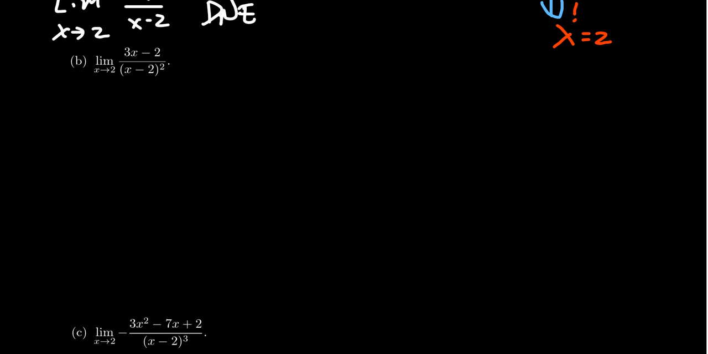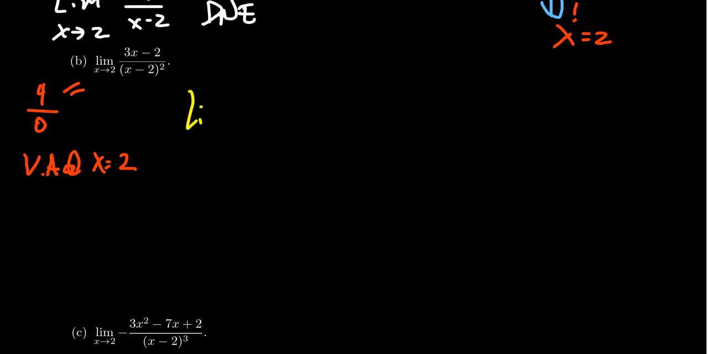If we plug in x equals 2, let's look at the denominator. In the numerator, you're going to get 3 times 2, which is 6, minus 2 is 4. But in the denominator, you're going to end up with a 0. A 0 squared, mind you, which gives you just 0. So that's the form here. Again, we know there's a vertical asymptote at x equals 2, but we need to learn more about it by looking at the left and the right-hand limits.